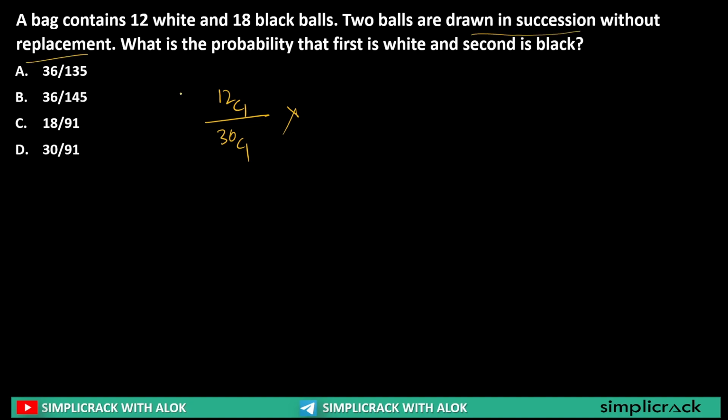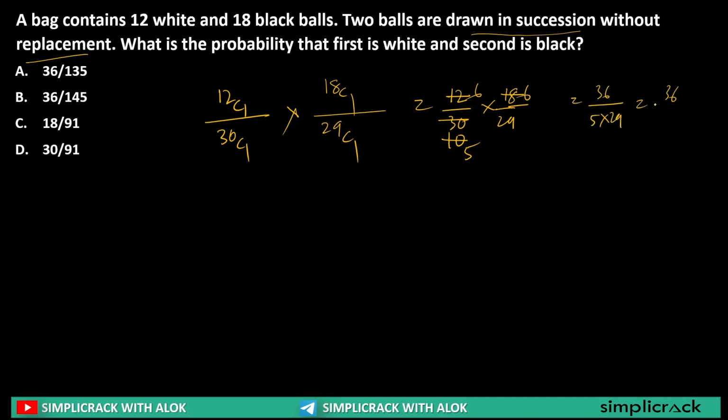So one ball is drawn. How many balls are left? 29 balls are left. So the total number of balls will be 29C1. Now, what is it saying? The second is black. So it will be 18C1 because the first was drawn from white. So this can be written as 12 by 30 into 18 by 29, which simplifies to 36 by 145. So the answer is 36 by 145.